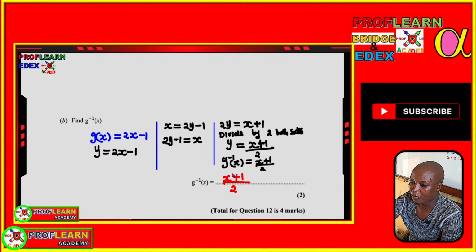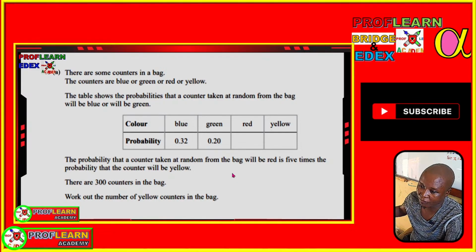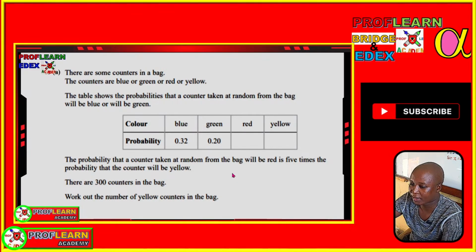All right, so moving to the next question. Here it's a question to do with probability, and in this case we are expected to find the number of yellow counters in a bag. The first thing we ought to remember at this point is that probabilities add up to 1. Total probability should add up to 1.